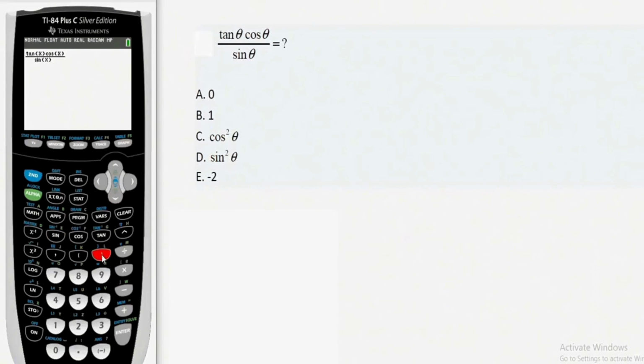Let's press the enter button now to see the output, whether we're going to get any of the values we have as the options. Press enter. So 1, exactly, option B. So the correct option is option B, 1. It's as simple as this. You can simplify this kind of trigonometry expression using the TI-84 Plus scientific calculator easily and fast for multiple choice questions. Alright, hope you learned something interesting from this video.